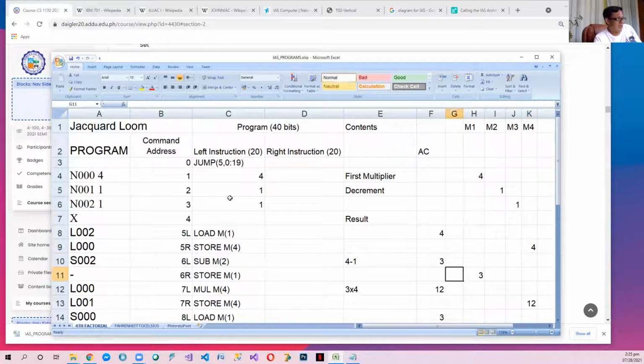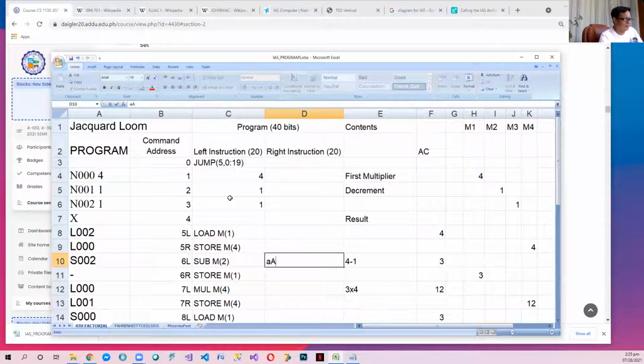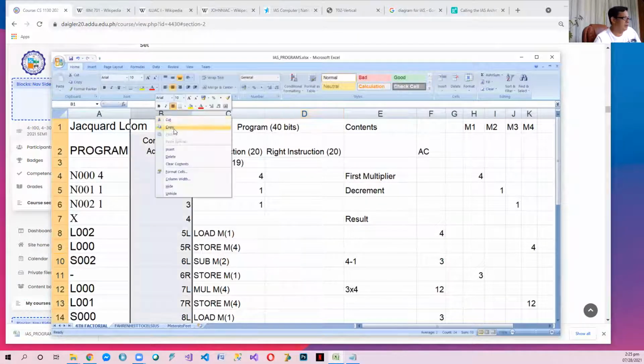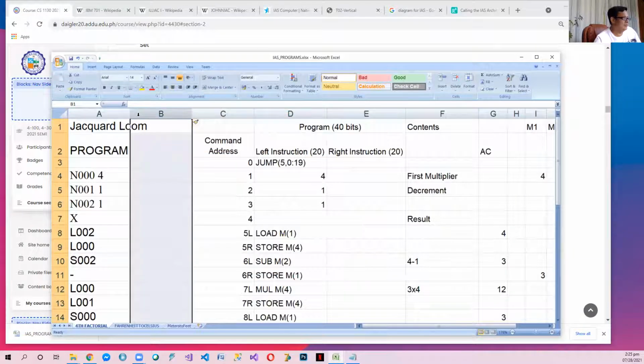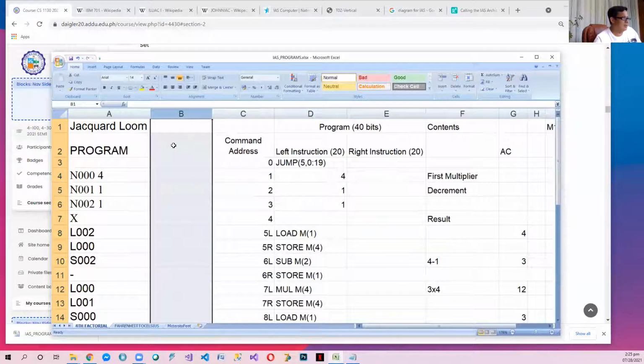And then we say sub M2. What do we mean by sub M2? What will be subtracted from the accumulator? All operations involve the accumulator. Let me install remarks here, a comment.